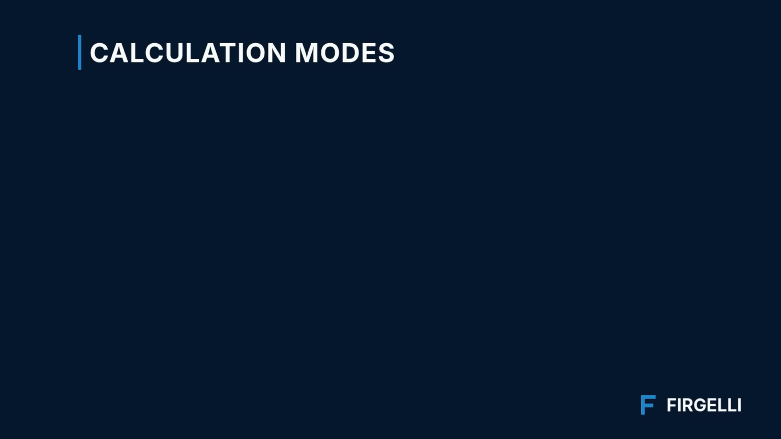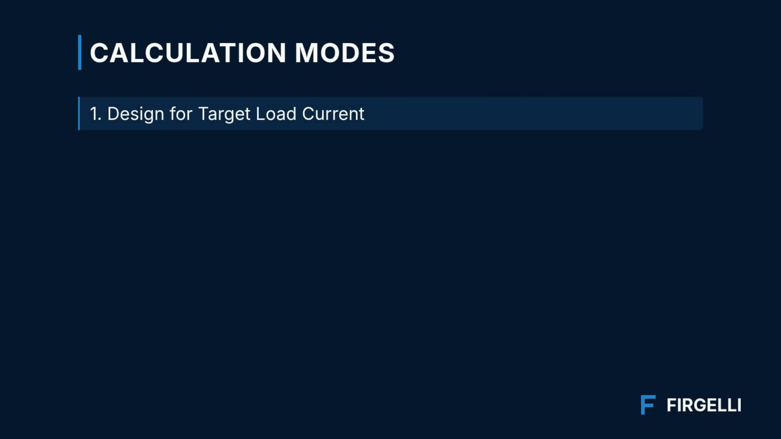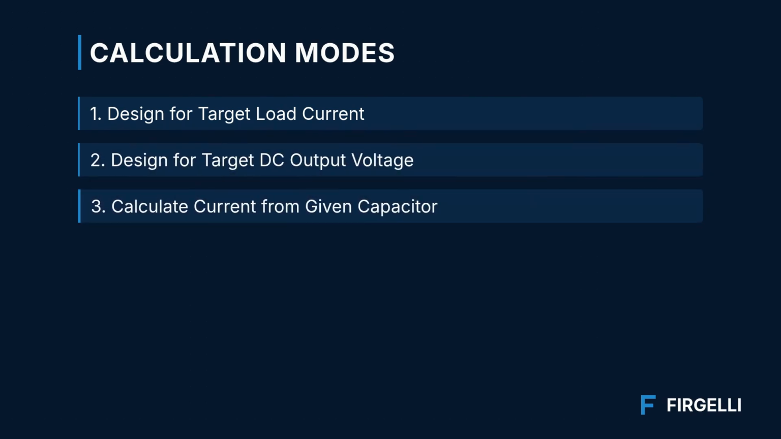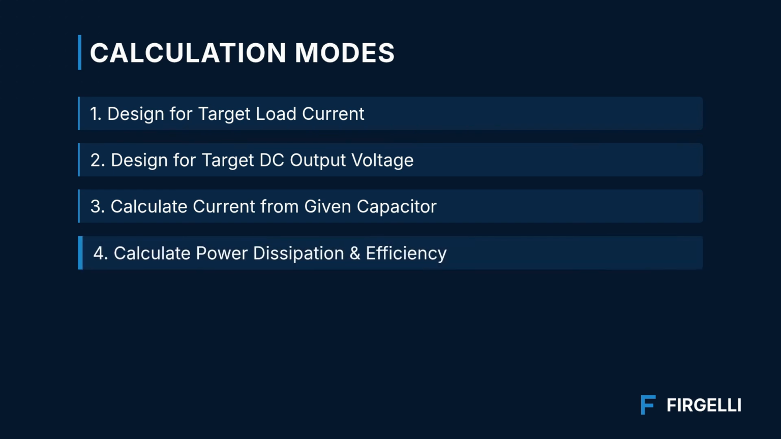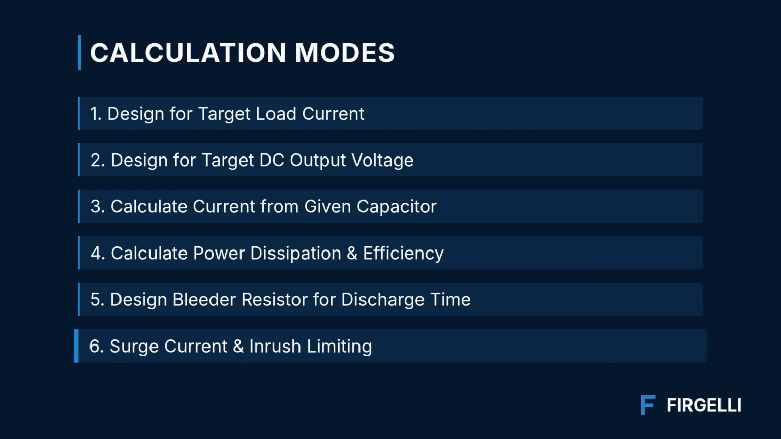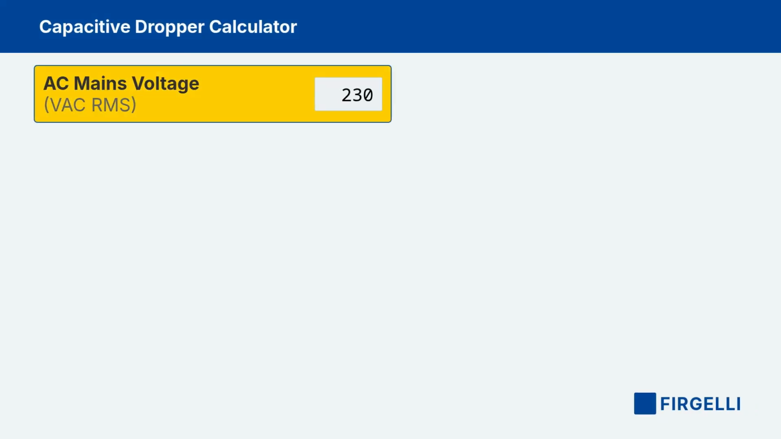First, select your calculation mode from 6 options: Design for target load current, Design for target DC output voltage, Calculate current from given capacitor, Calculate power dissipation and efficiency, Design bleeder resistor for discharge time, or surge current and inrush limiting. We're using Design for target load current.